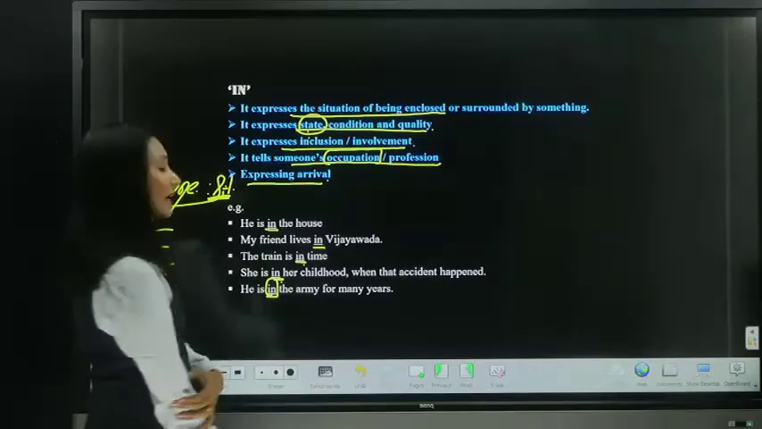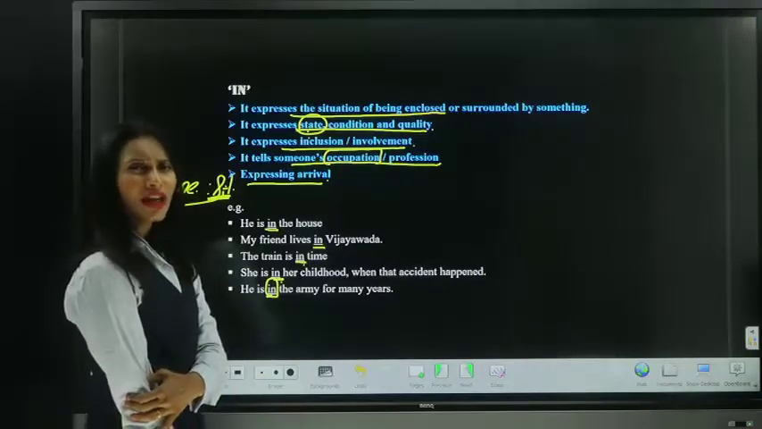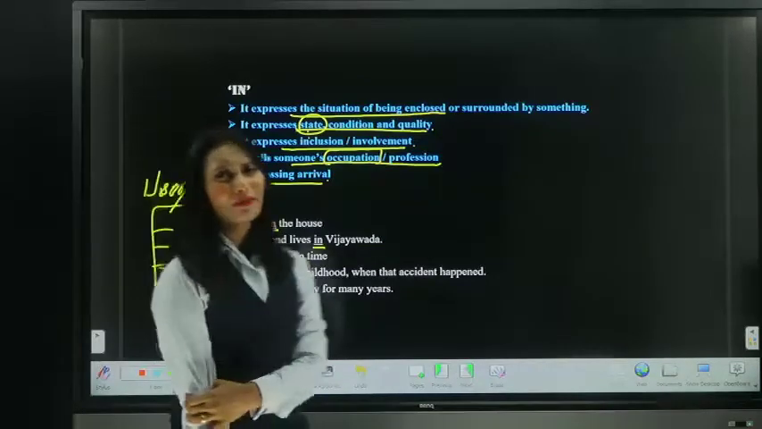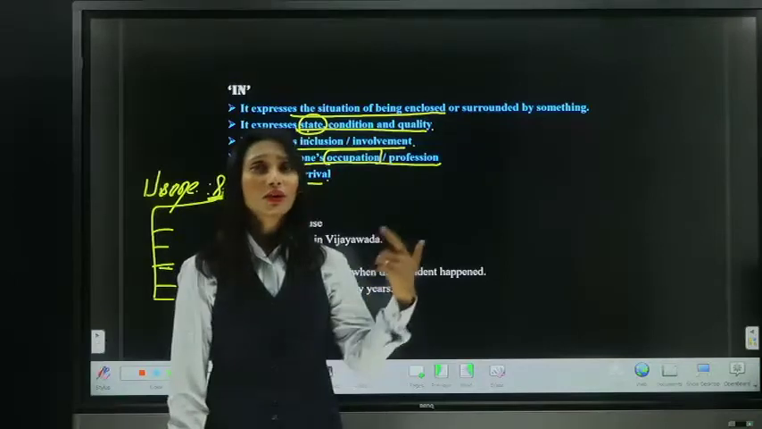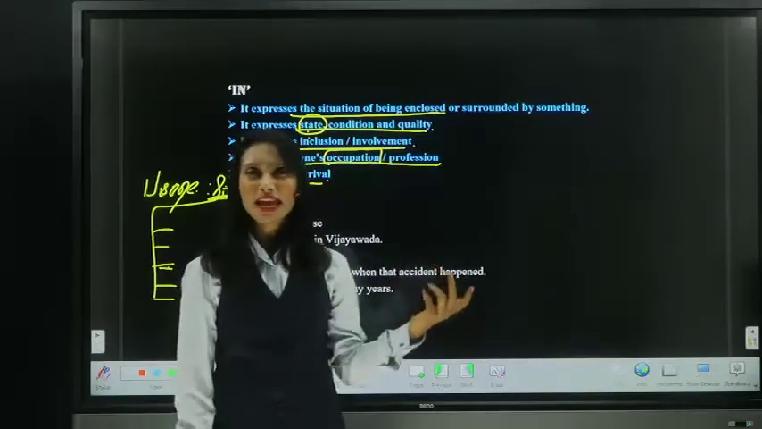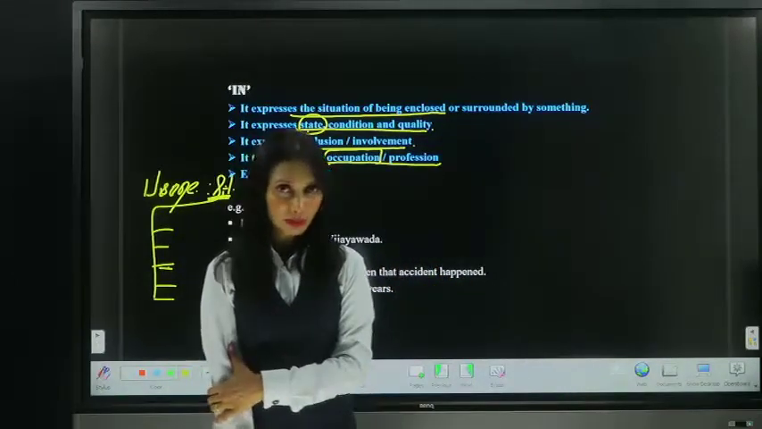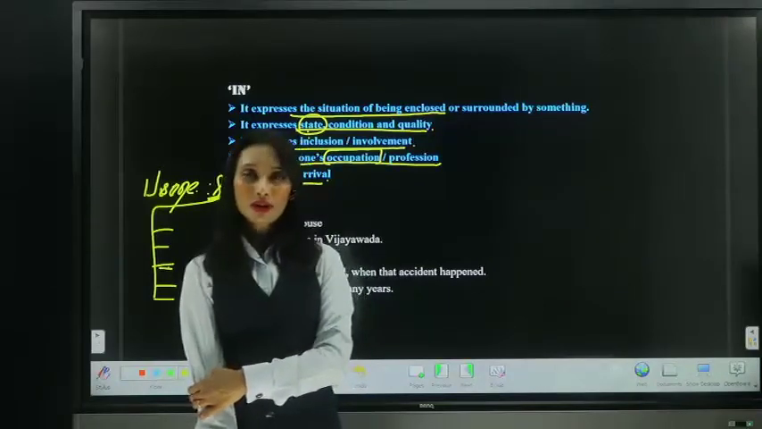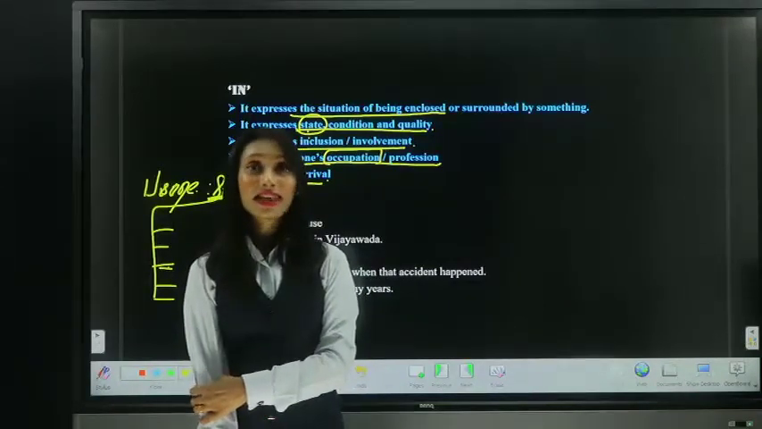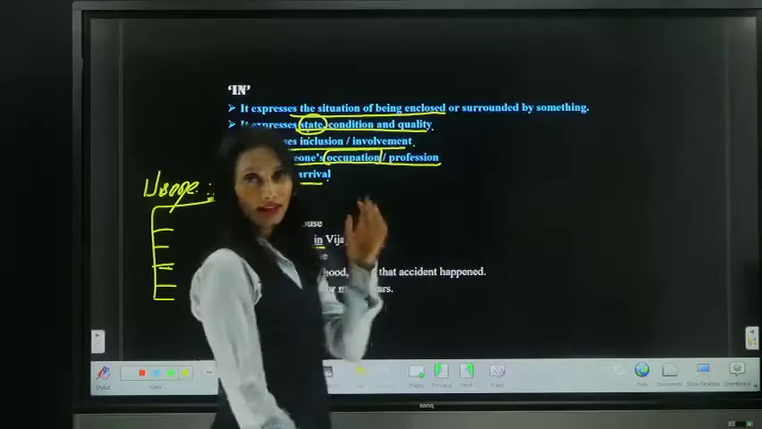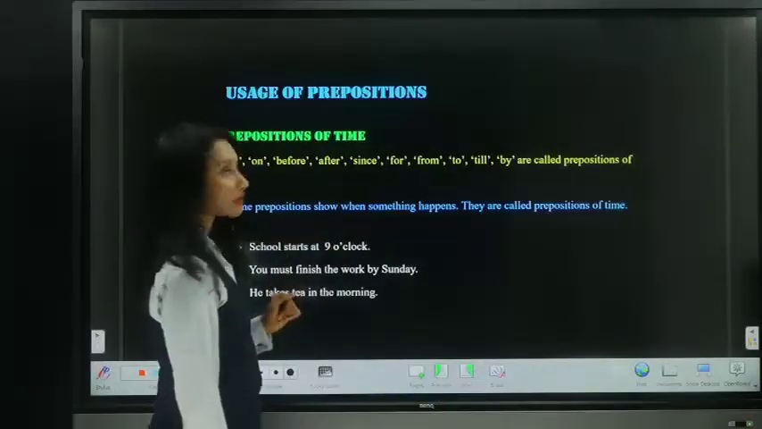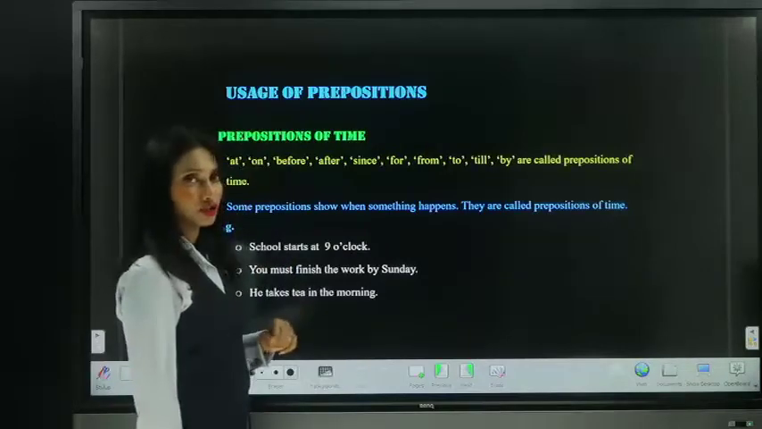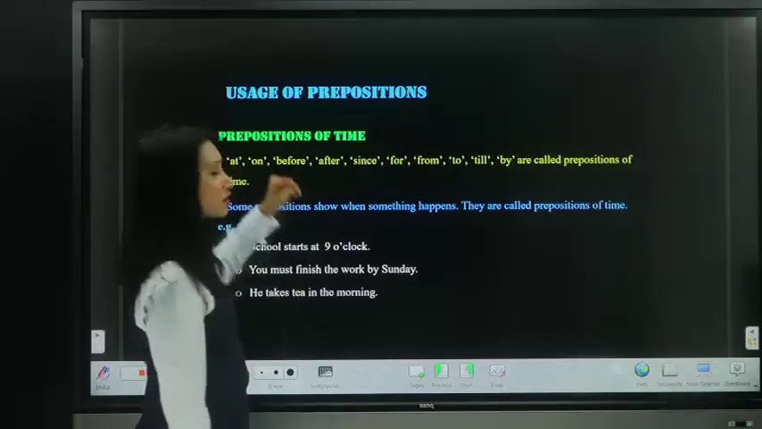Now let's begin that usage. We have different types of usages like prepositions of time, prepositions of place, prepositions of manner, prepositions of agent, instrument, and many other prepositions. Let's see the first one, that is prepositions of time. We are going to see the uses of prepositions in the first one, prepositions of time.